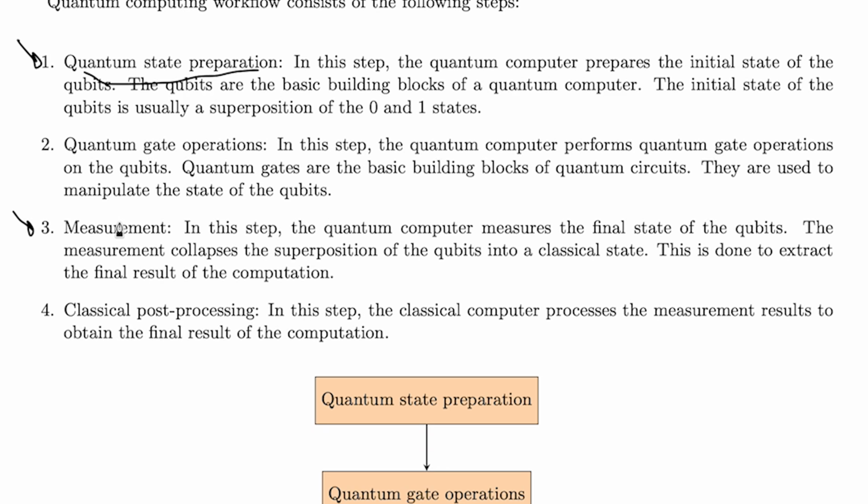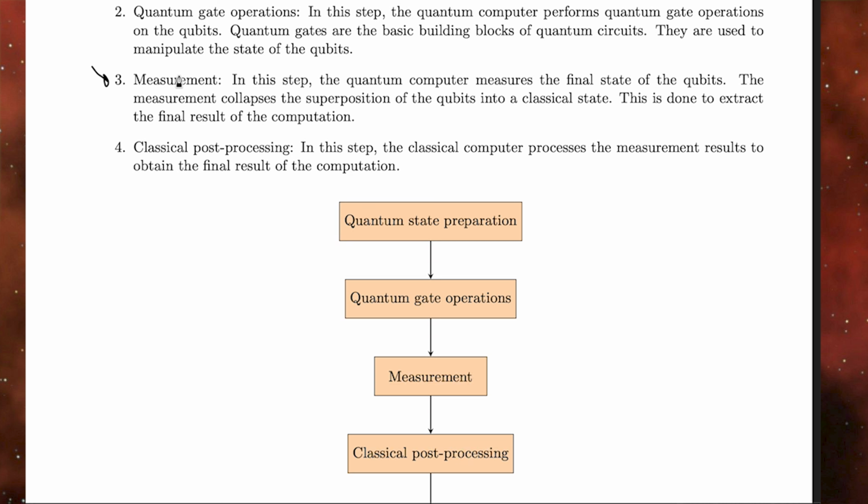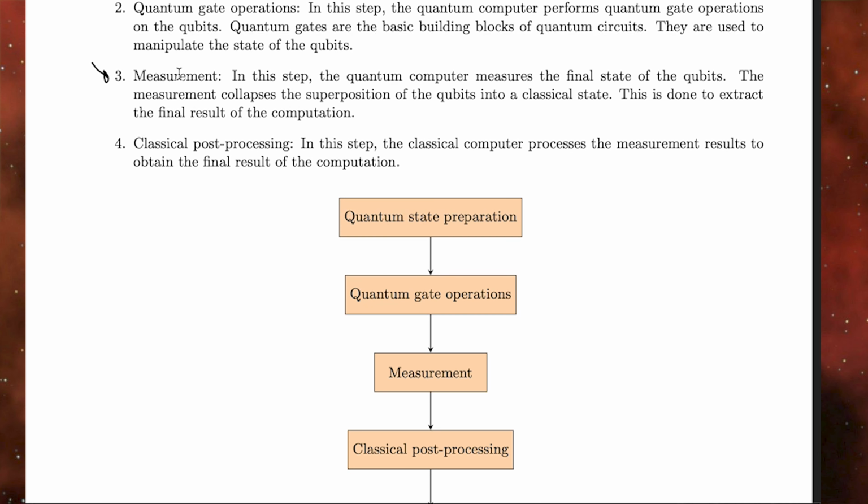The quantum computer will measure the final state of the qubits, and this measurement will collapse the quantum properties like the superposition of the qubits and convert them into a classical state. This will be used to extract the final result of the computations. Once we do this, we do classical post-processing. In this step, the numbers that we have retrieved in the measurements, we are going to use to obtain the final result of the computations itself.